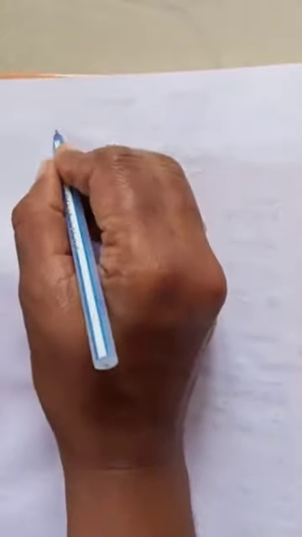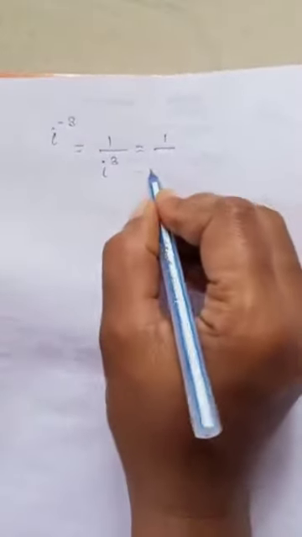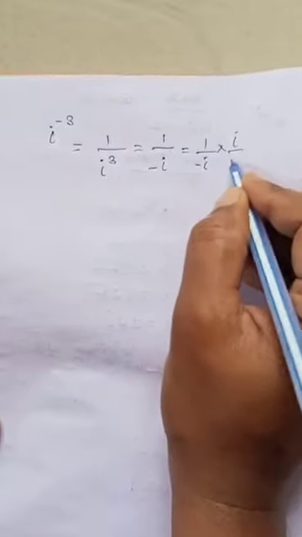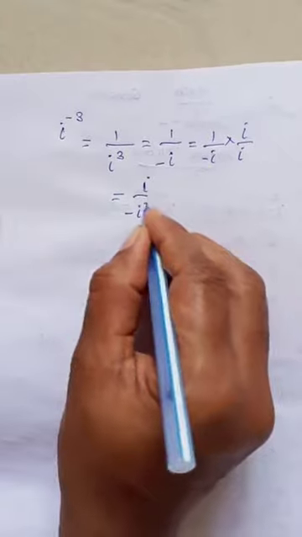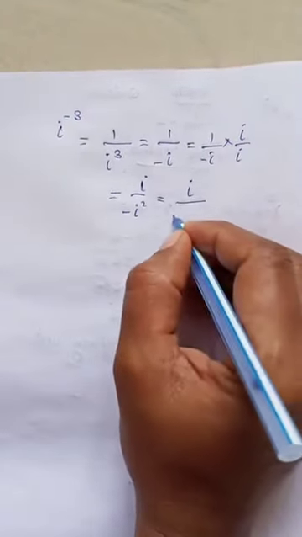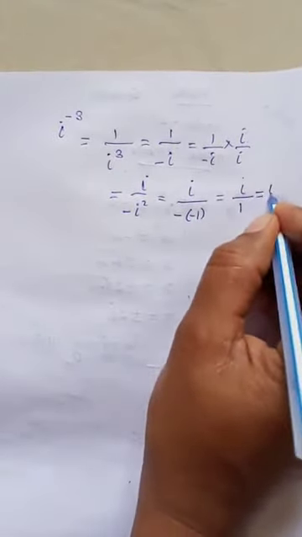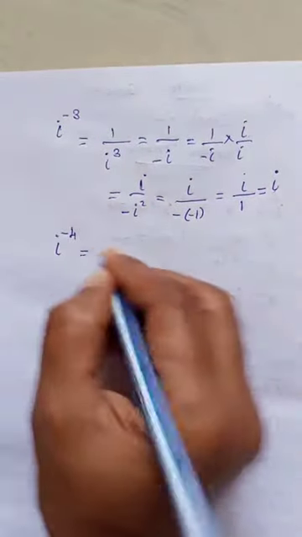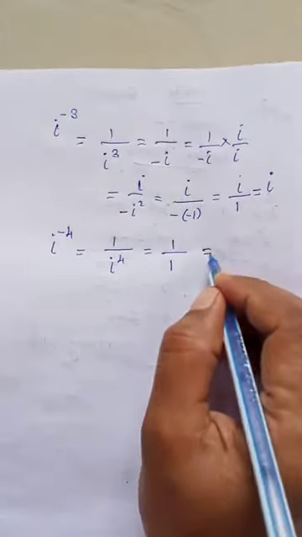Next, i power minus 3. That is 1 by i cube. We know that i cube is minus i, isn't it? So here also 1 by minus i, multiply by i and i. See, 1 into i, that is i by minus i square. The value of i square is minus 1, so it is i by plus 1. So for i power minus 3, we have got the value i. In the same way, i power minus 4 is 1 by i power 4. We know that i power 4 is 1.